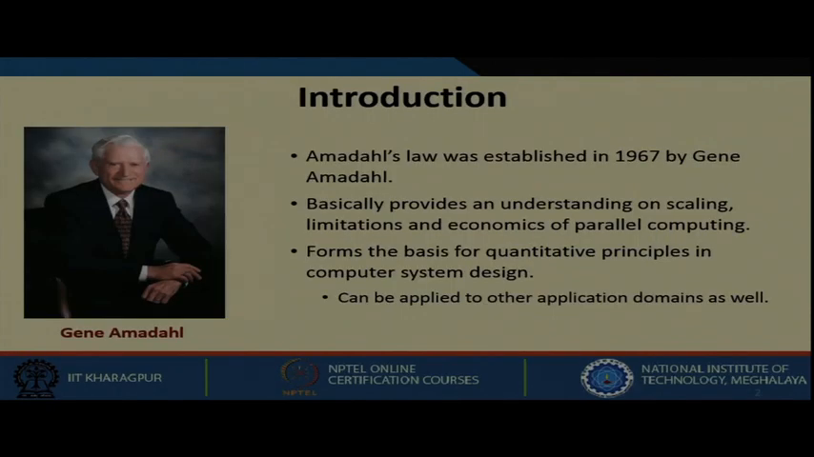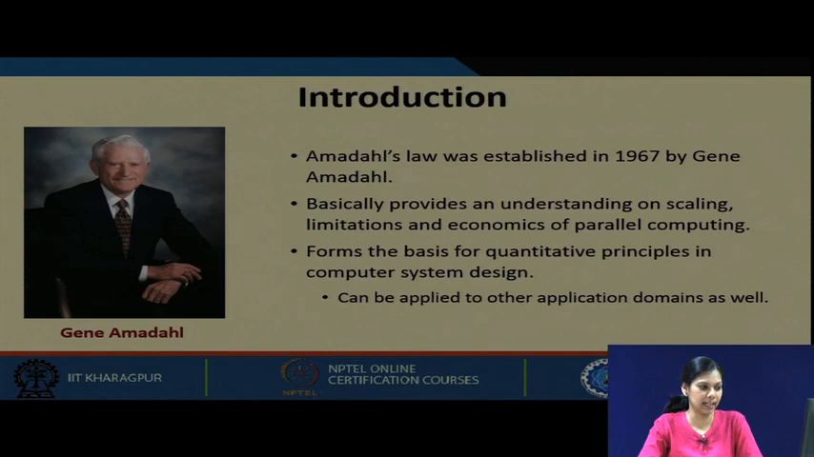Amdahl's law was established in 1967 by Gene Amdahl, and it provides an understanding on scaling limitation and economics of parallel computing. By scaling limitation we can understand that the transistor size is becoming smaller and smaller. So, it gives an understanding on scaling limitation and also on the economics of parallel computing.